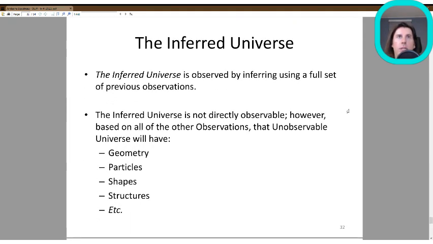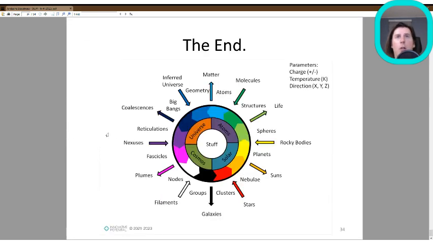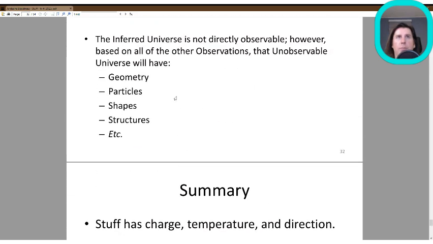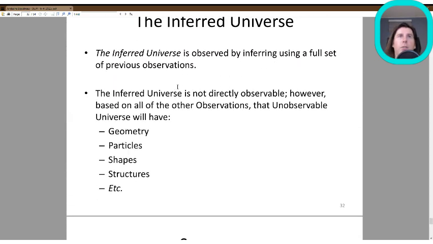So the inferred universe is observed by inferring using a full set of previous observations. You have a lot of previous observations to deal with here, from geometry all the way to the Big Bang itself, to be able to make a good conclusion on what comes next or how far you can zoom out. The inferred universe is not directly observable. However, based on all of the other observations, that unobservable universe will have geometry, particles, shapes, structures, etc. that you'll have to deal with, and you'll have to find another particle when you zoom out even further.